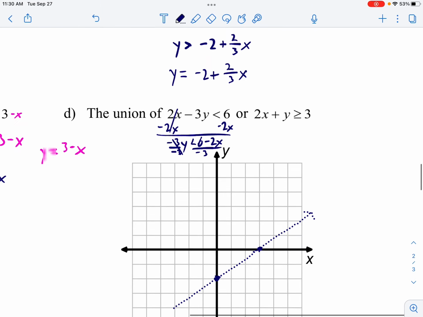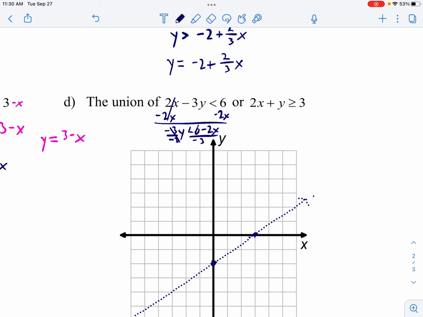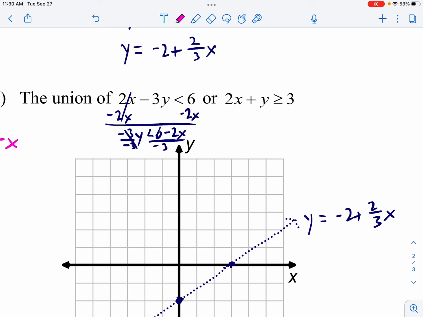Okay, so here's y equals, so that's the first one. That's my line. This is the line y equals negative 2 plus 2/3 x. Then let's put that other one in pink. Using pink, let's get that in slope-intercept form.